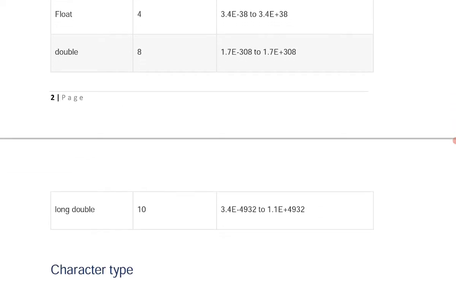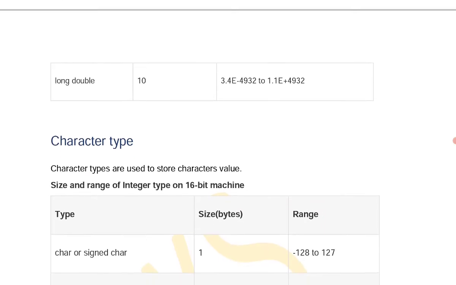The third type of floating point data type is called long double. Long double generally occupies 10 bytes, and the range is 3.4e-4932 like that. Next, character data type.